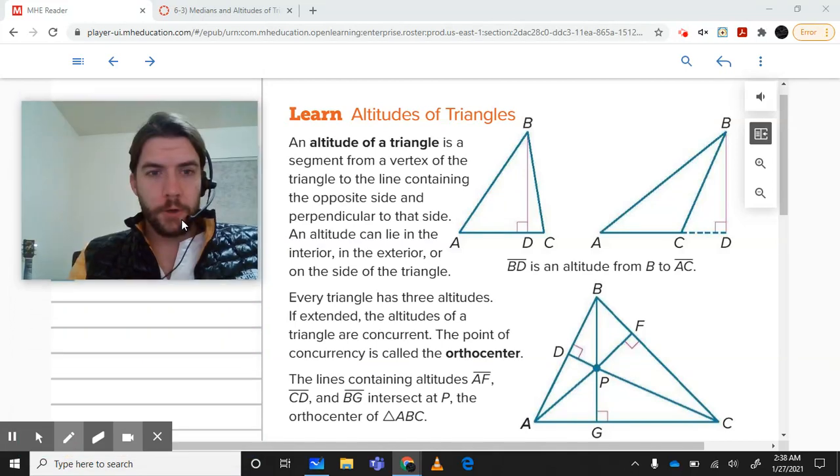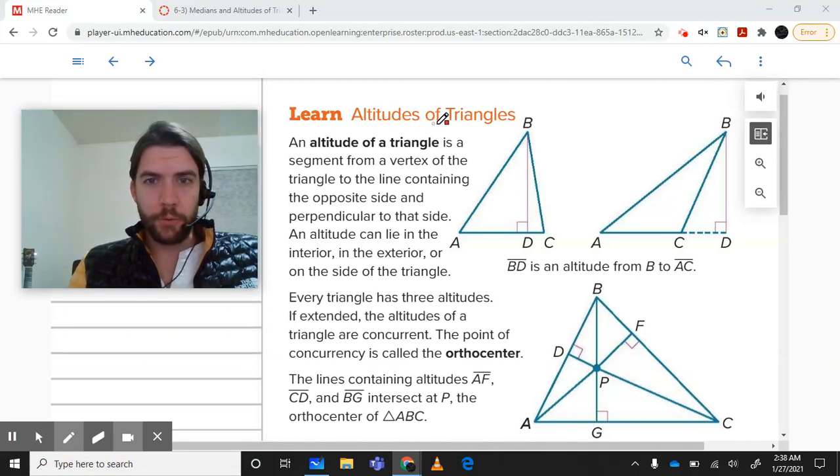Okay, so we'll go over a little bit of new vocab here. Altitudes of triangles. An altitude of a triangle is a segment from a vertex of the triangle, like vertex B, to the line containing the opposite side, and it's perpendicular to that side.